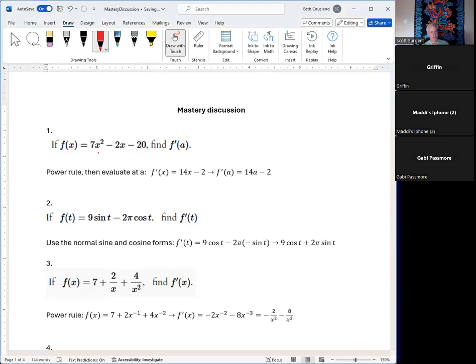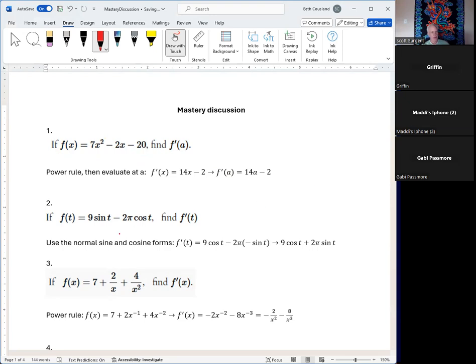So for the first question, you have 7x squared minus 2x minus 20. Find the derivative. You just bring a 2 down, you get 14x to the first, take away 2. And then you just pop in the value a. And that's what you get. And stop me at any time if you have any questions, okay?